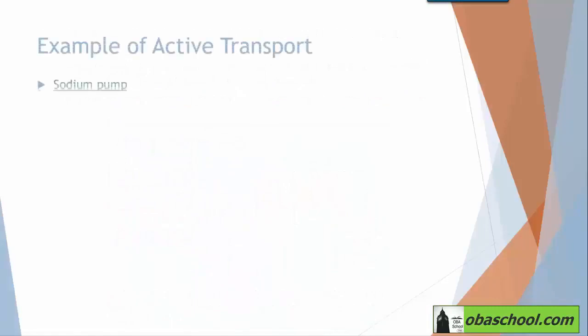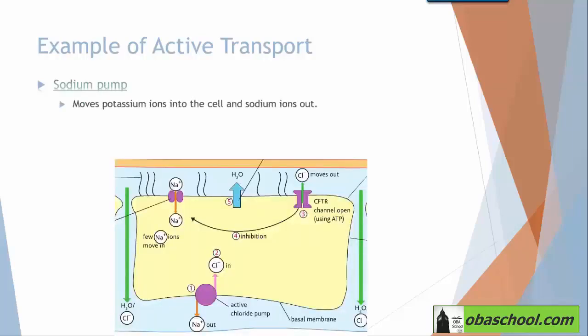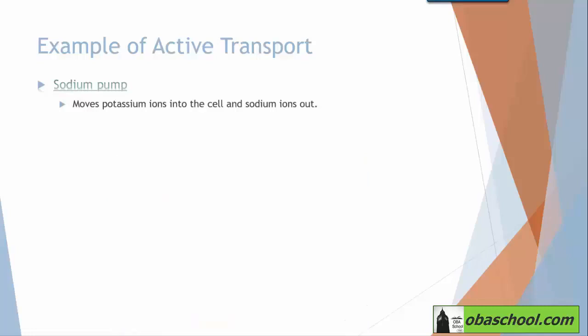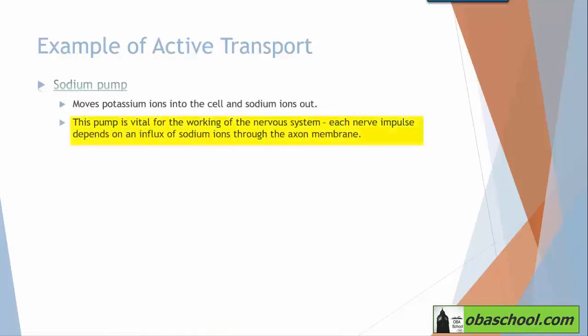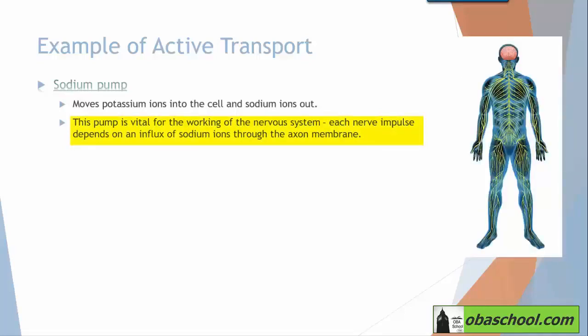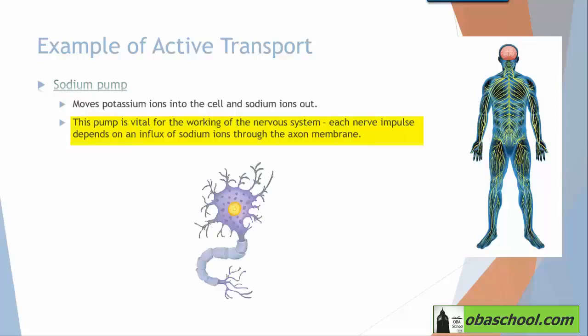Examples of active transport are the sodium pump. It moves potassium ions into the cell and sodium ions out of the cell. It is a pump that is vital for the working of the nervous system. Each nerve impulse depends on an influx of sodium ions through the axon membrane. The axon membrane has these active transporters. They will allow an influx of sodium to allow the nerve impulse to take place.